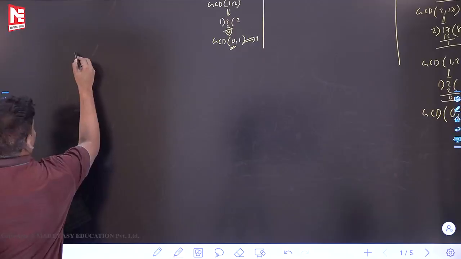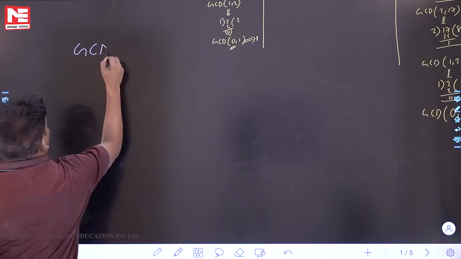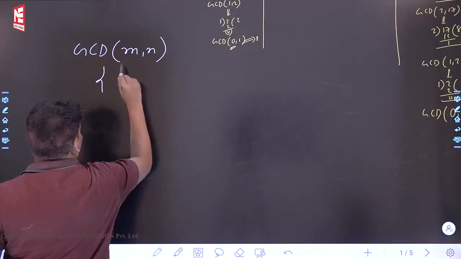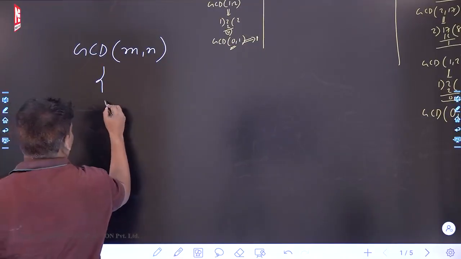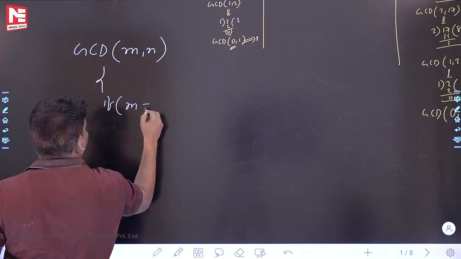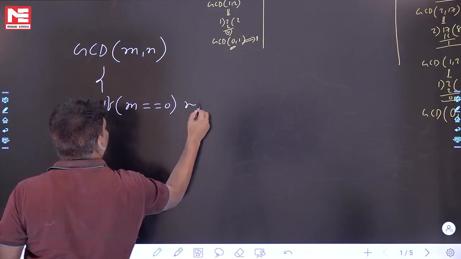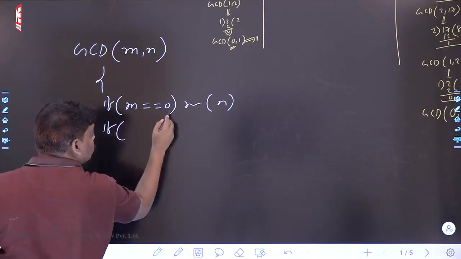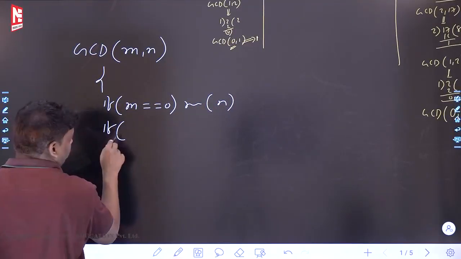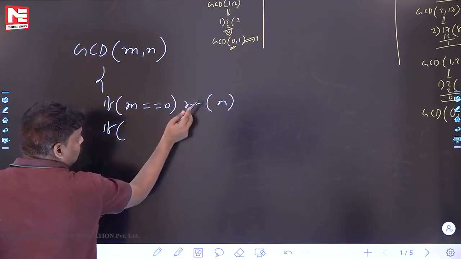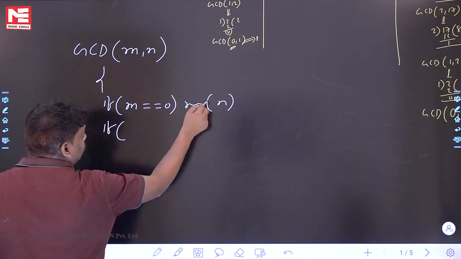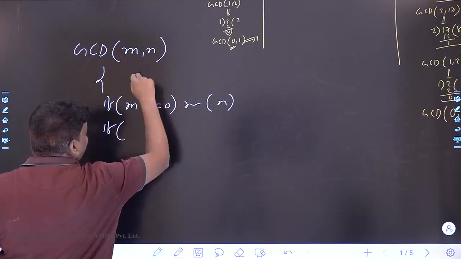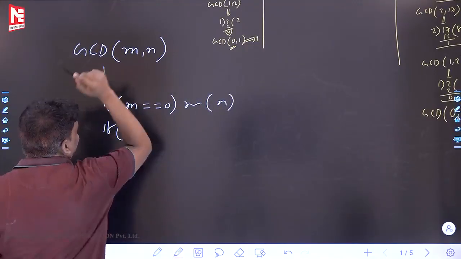See the program. GCD of m comma n. Can you help me know what the termination is? Both are non-zeros. See this one. If m is equal to 0, what is the answer? Return n. If it is true, you will return. You will return means you will go out of this function. If the first one is true, you don't go further.